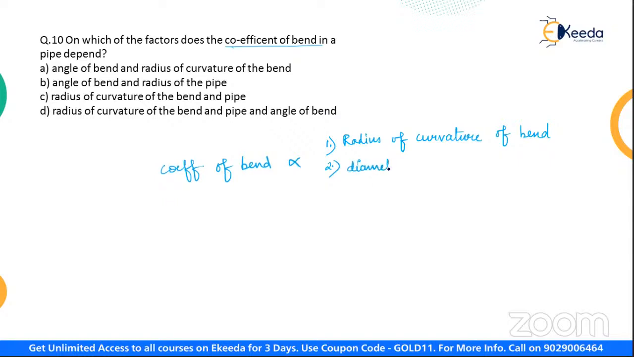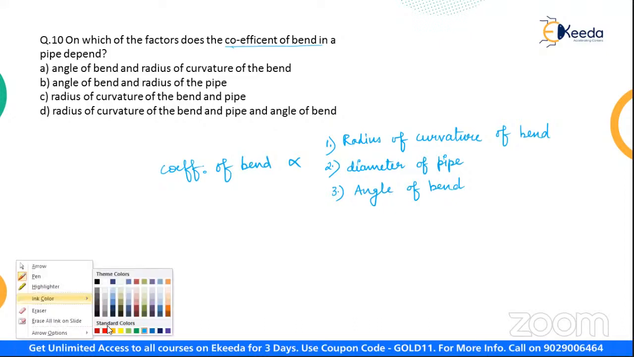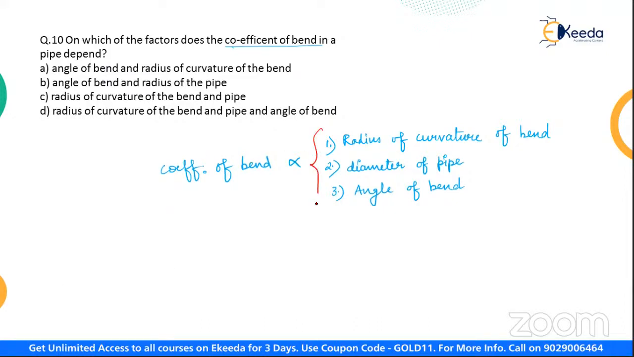Then the second one is the diameter of the pipe, and the third one is the angle of the bend. So these are the three factors on which this coefficient of bend, which is used to calculate the losses because of the bend, is dependent. So here, on which factors does the coefficient of bend depend? The radius of curvature of the bend, the diameter of the pipe, and the angle of the bend. So option D would be the most appropriate here, and therefore the correct answer will be option D.